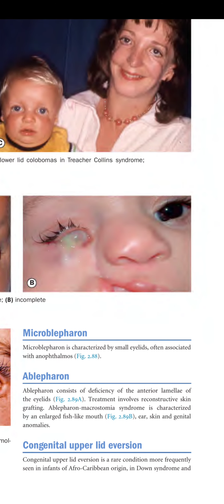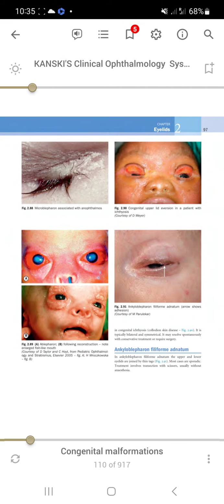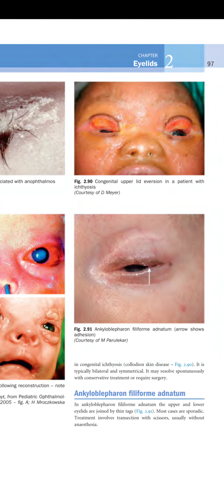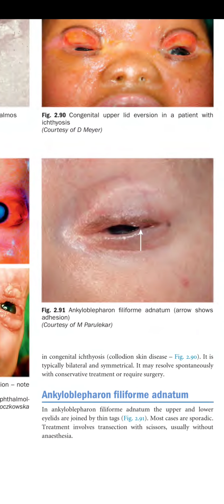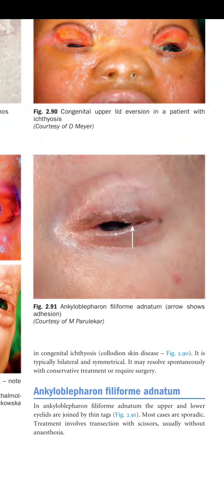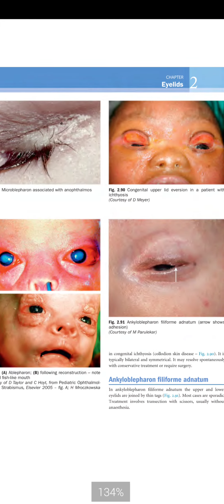Congenital upper eyelid inversion. Congenital upper lid inversion is a rare condition most frequently seen in infants of Afro-Caribbean origin, in Down syndrome, and in congenital ichthyosis, collodion skin disease. It is typically bilateral and symmetrical. It may resolve spontaneously with conservative treatment or require surgery.